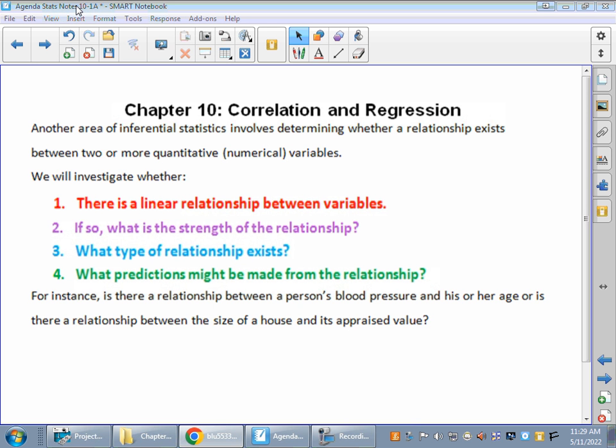For instance, is there a relationship between a person's blood pressure and his or her age? Or is there a relationship between the size of a house and its appraised value? Or is there a relationship between the amount of time a person spends taking a test and the grade they get? Those could all be relationships that we investigate.